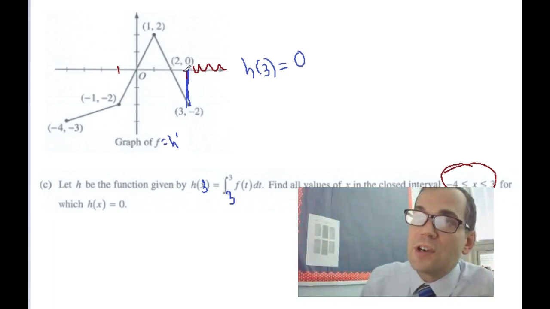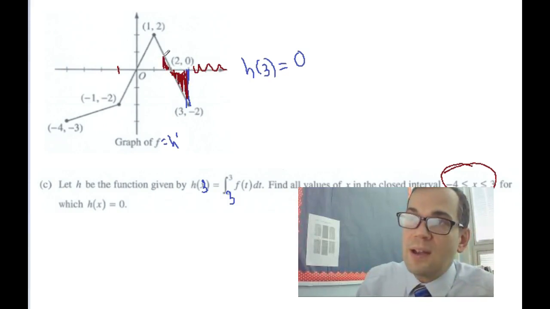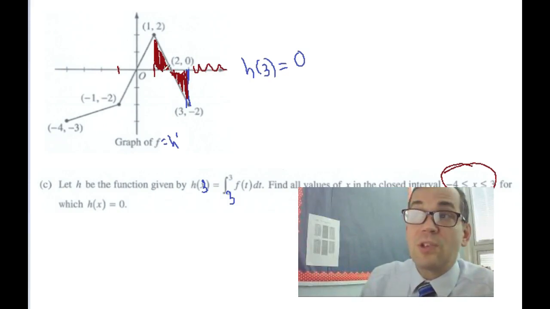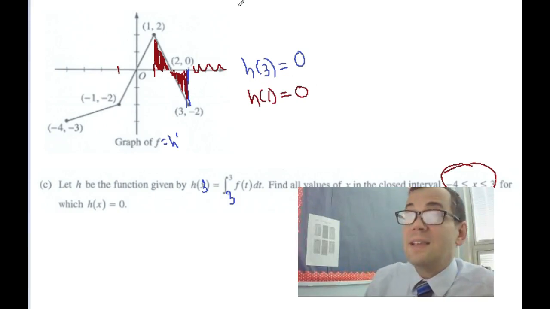As I start to look at that area and go this way, I have the area of this triangle here. As I continue in this direction, I can see that I've got these two congruent triangles here. One's above the x-axis and one's below. So at this point, these areas would cancel each other out, and that happened when x was equal to 1. So I'm pretty sure h of 1 is also going to equal 0. And I got lazy. I should have kept going.